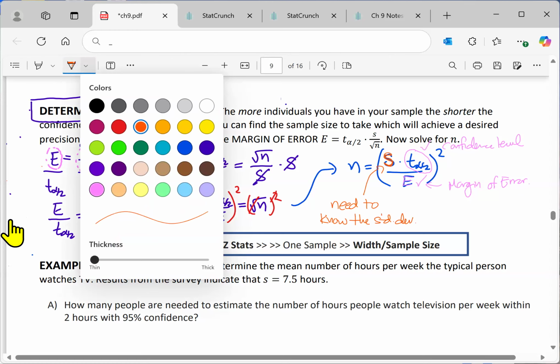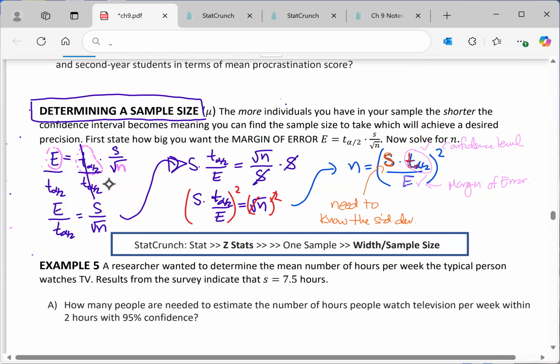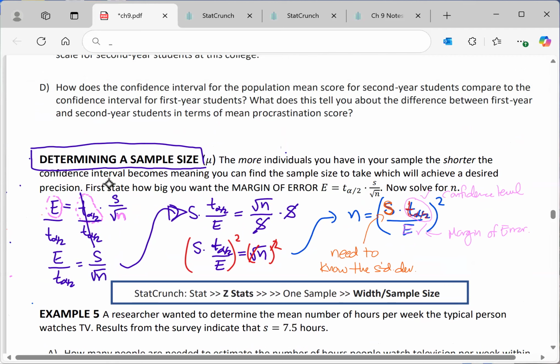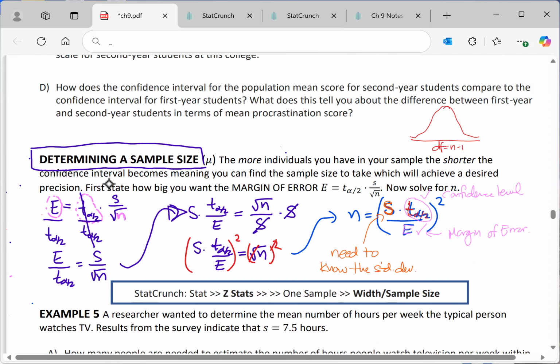And I don't know how many of you solve this right away. There's an issue with T alpha over 2. Because if you remember, one of the first things we have to do for T alpha over 2, for example, when we're sketching, we need to know the degrees of freedom. And the degrees of freedom uses n minus 1. So how can I get T alpha over 2 if I don't?